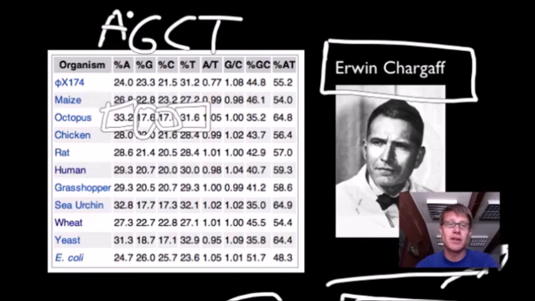In other words, the amount of A and the amount of T is always the same, and the amount of G and the amount of C is always the same. We sometimes call this Chargaff's rule. So as you look all the way down here, like in humans, we have 29.3% A and 30% T. Likewise, we have 20% G and C.